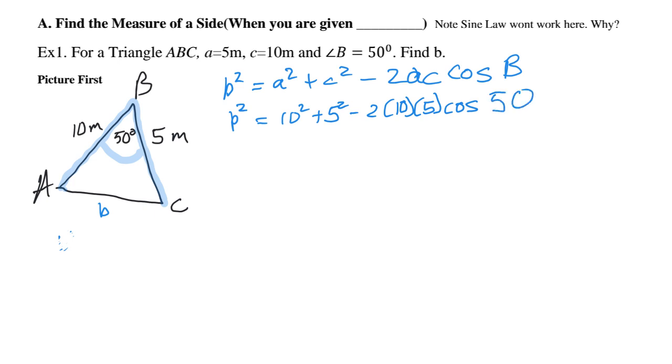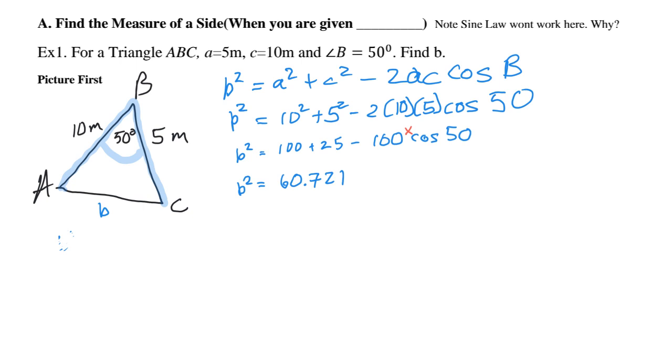So let's go and simplify like we did before. Now we have B squared equals 100 plus 25, because 5 squared is 25, minus 2 times 10 times 5, which gives us 100. And you've got to remember that in between these two things, we're actually multiplying 100 times the cosine of 50. So now punch all that in, and you're going to get the following. Now you've got B squared is equal to 60.721.